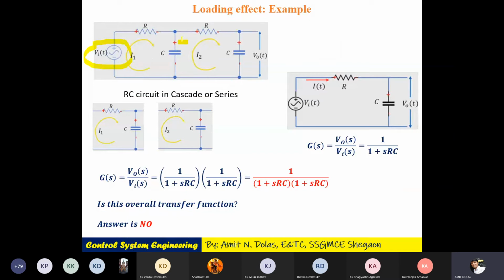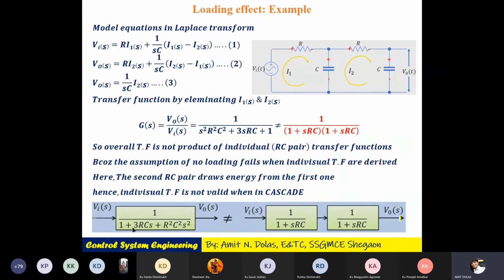develop a certain voltage across this capacitor C, and this voltage will act like input to the second RC stage and will develop another output at the output terminal. So that's why assuming this and getting the transfer function in this way is not the correct way. This is not the correct transfer function because of the loading effect. We'll see what is the correct transfer function.